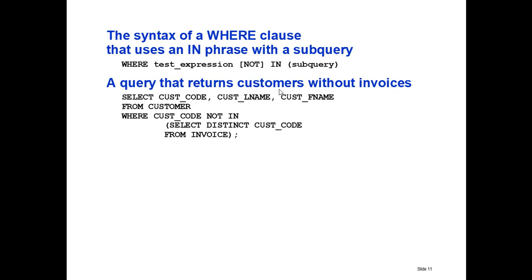Here is a query that returns the customers without invoices. So we're selecting these fields from customer. Where, well, the customer table doesn't show me whether or not the customer has an invoice. I have to take a look in the invoice table. Notice that this inner query is going to produce everyone that has an invoice.